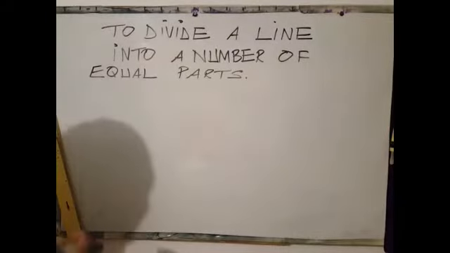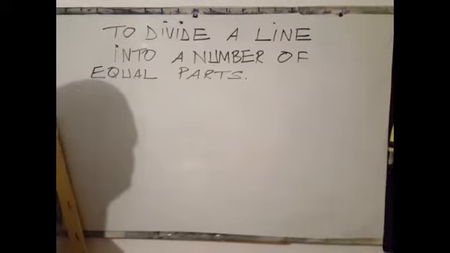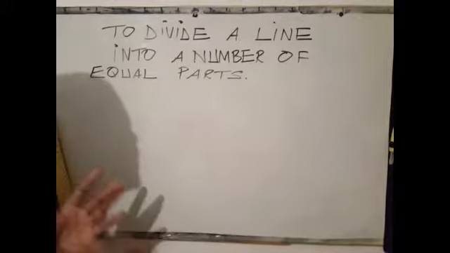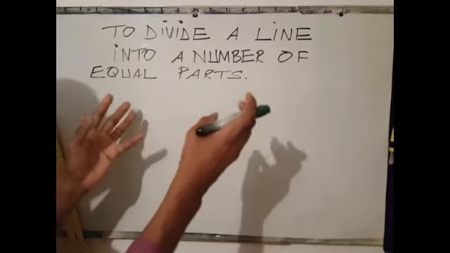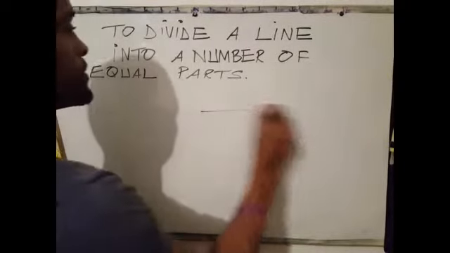To divide a line into a number of equal parts, there are a couple of steps that we need to follow. One, we must have 2 points, a point A and a point B. This is the distance within which we intend to bisect, firstly.